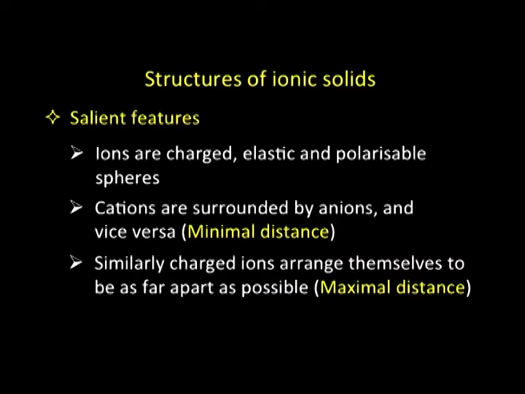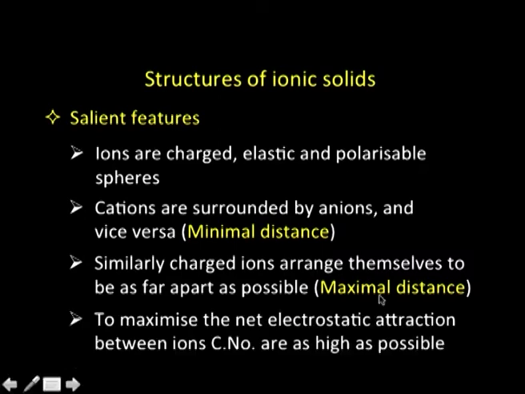So, they will try to have a maximum distance from each other, opposite ions as close as possible, similar ions as far as possible. And in order to maximize the net electrostatic attraction, because the stability of an ionic solid depends on the extent of electrostatic interaction between the ions. So, if there are more ions of opposite type around a given ion, then there will be more electrostatic interaction.